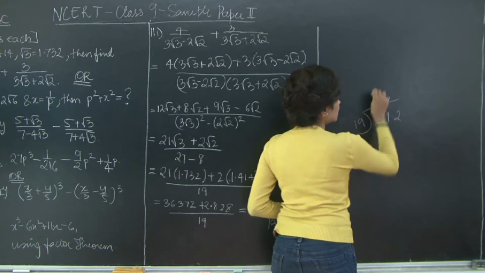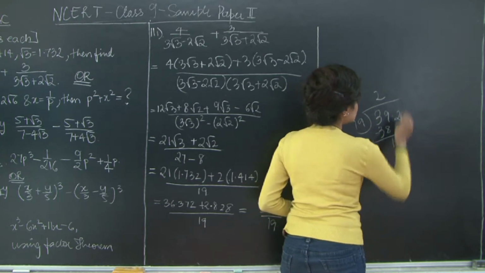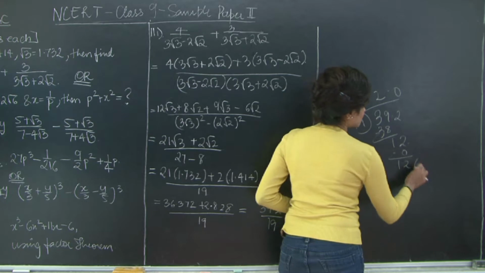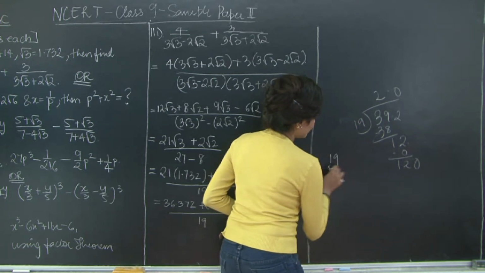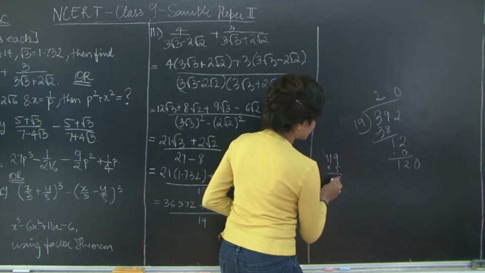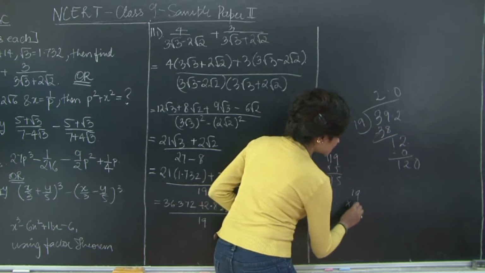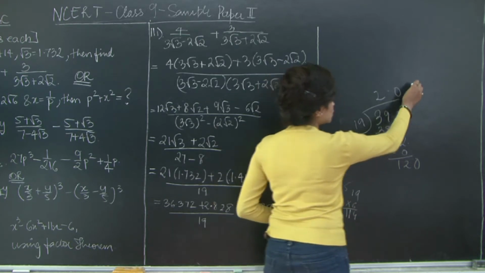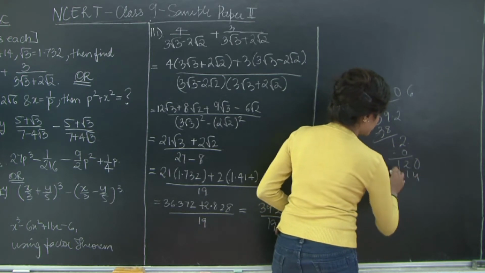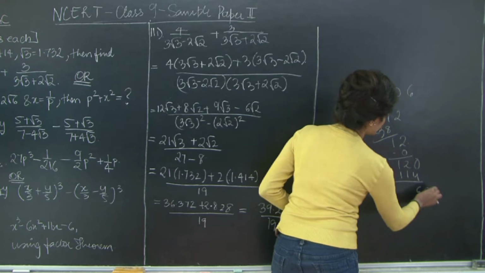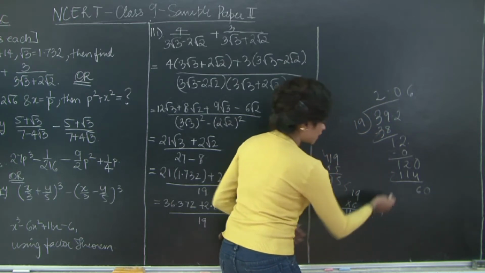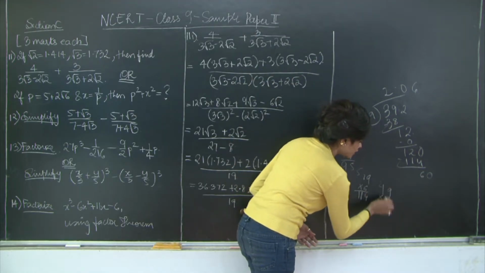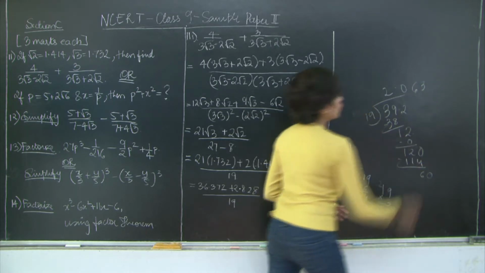39.2 divided by 19. 19 2s are 38. Minus, you put a point here. Now zeros are, so you have 12. Get another 0. So 19 into 5, I get 5 9s are 45, 5 1s are 5, 95. Let's check 19 into 6. 6 9s are 54, 6 1s are 6 plus 5, 11, so 114. So you get 6 and 0. So 19 into 3, 3 9s are 27, 3 1s are 3, 4, 5. So 2.063.